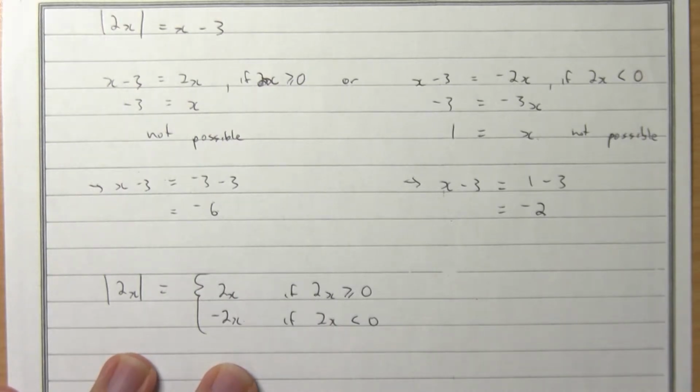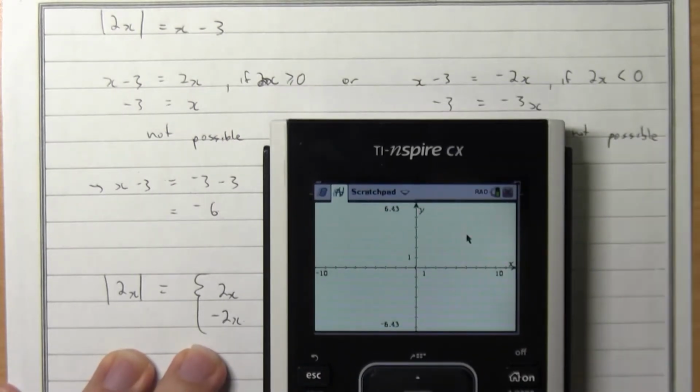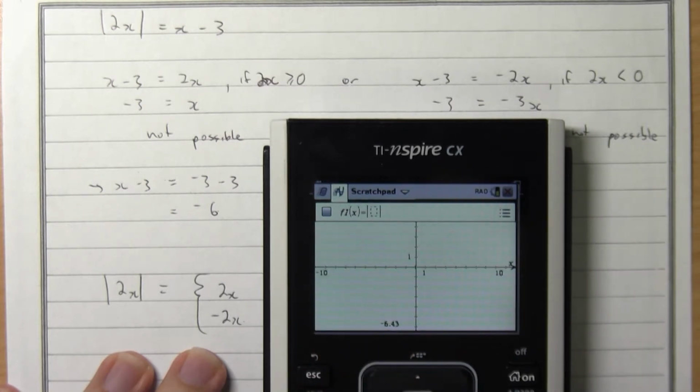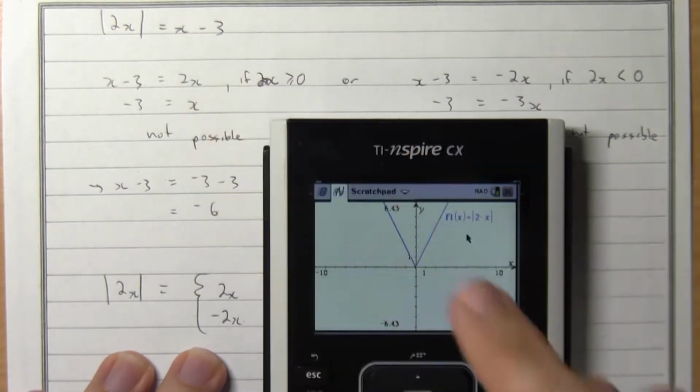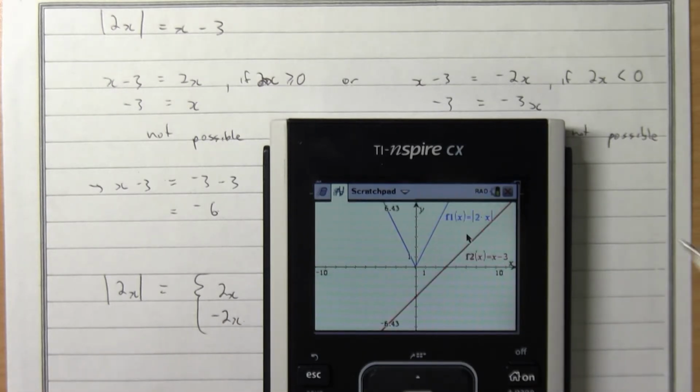So what's actually going on here? Well, it's possible for me to show you by drawing a graph. Let me get the calculator out. So, let's graph the absolute value of 2x, and let's graph x minus 3. And you can see straight away that these two graphs do not intersect.